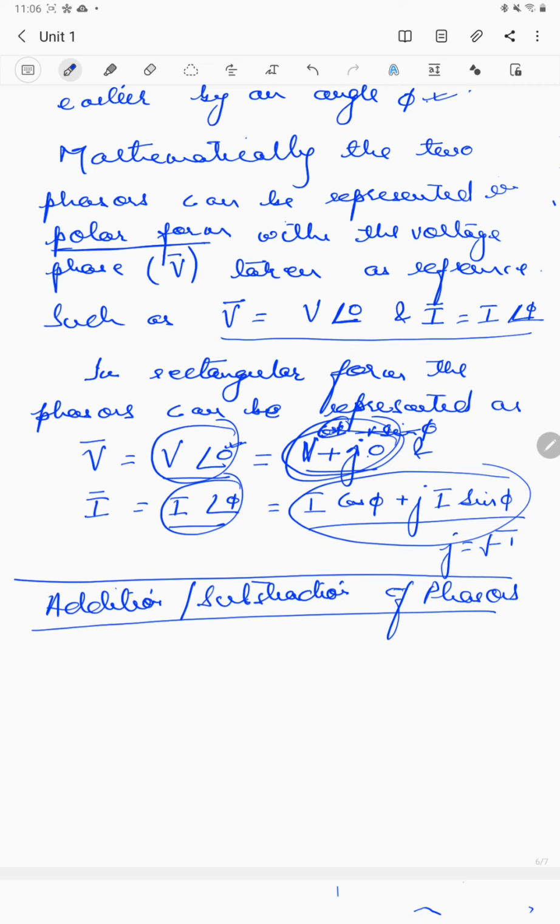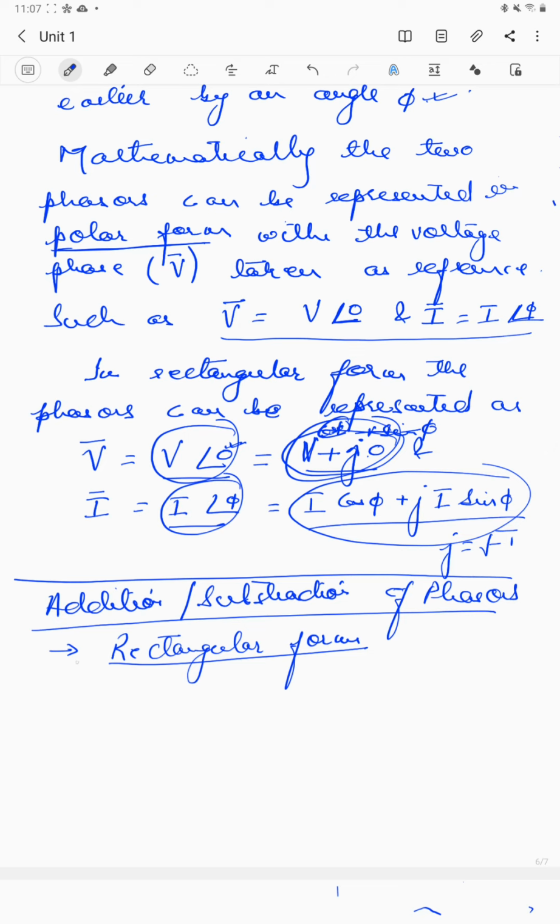Okay, so how are we going to add and subtract these phasors? Now write down, for addition and subtraction, the phasors must be expressed in rectangular form. Okay, इसके लिए आपके phasors जो हैं वो rectangular form में होने चाहिए addition or subtraction के लिए. ठीक है, phasors should be in rectangular form.